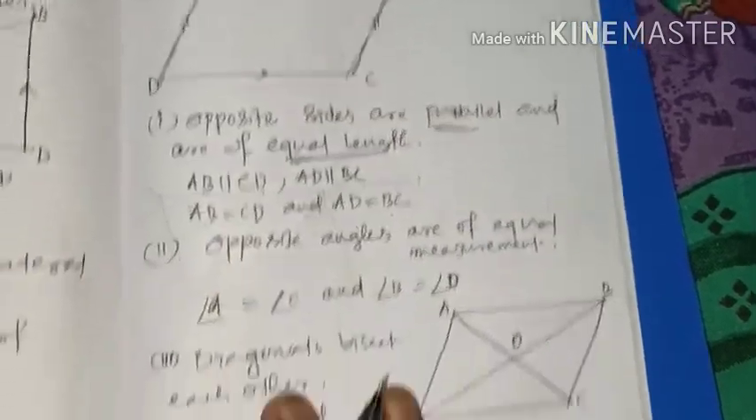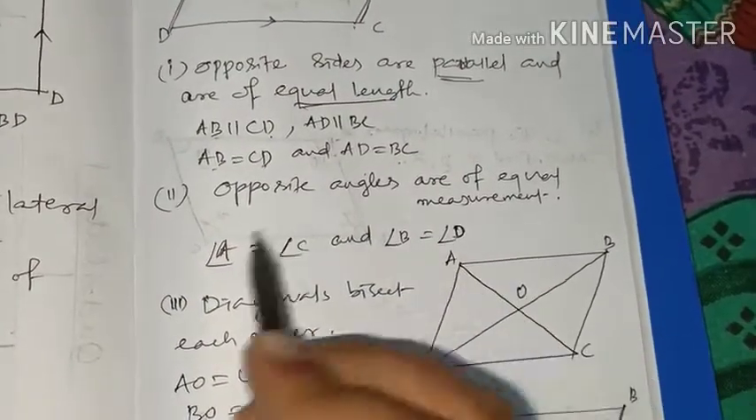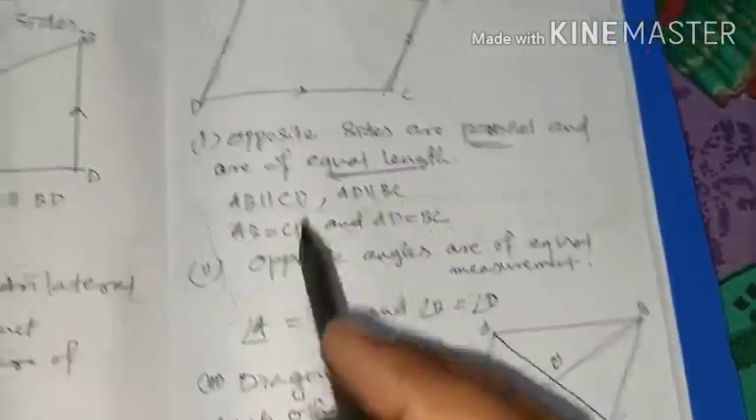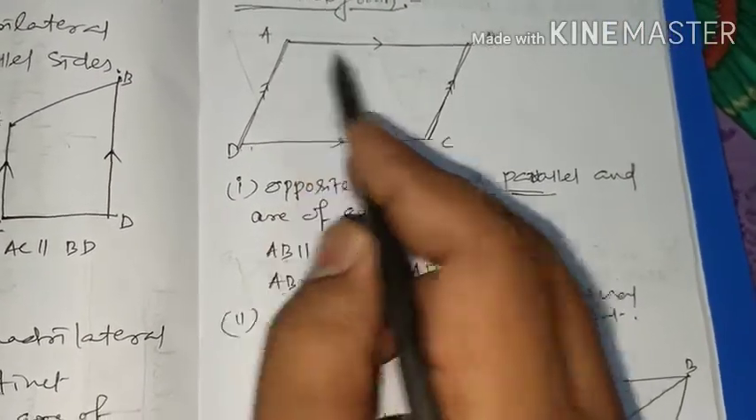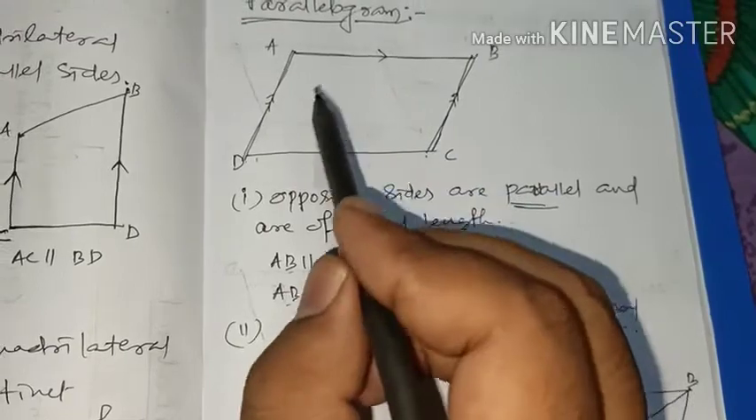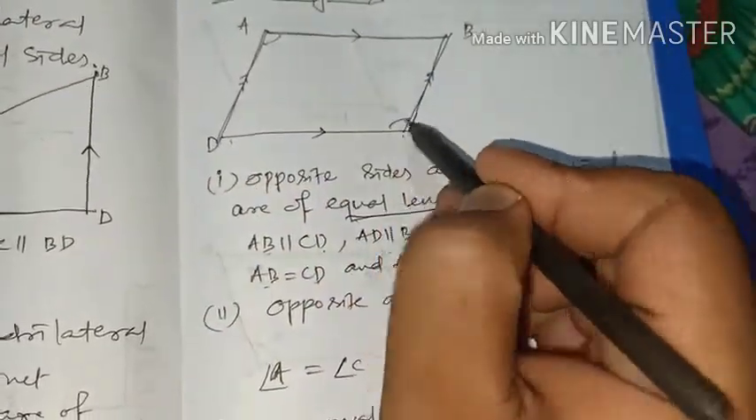Right now, the second property of a parallelogram is that opposite angles are of equal measurement. Here, A and D are adjacent angles. A and B are also adjacent angles. Then which are opposite angles? A and C. Angle A and angle C are opposite angles.